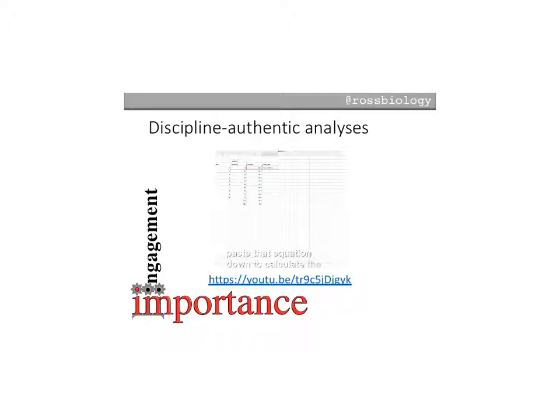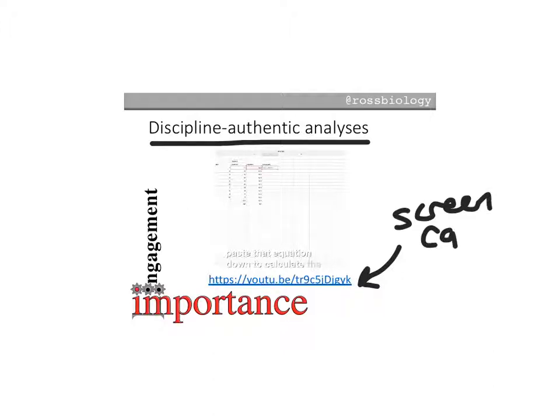One of the ways that I try to drive students' understanding of the importance or the relevance of information to engage them in class is to perform discipline-authentic analyses. And in this case, I want students to perform statistical tests. What I have done here is a screen capture video showing students how to use either Microsoft Excel or Google Sheets, in this case, to perform statistical tests.